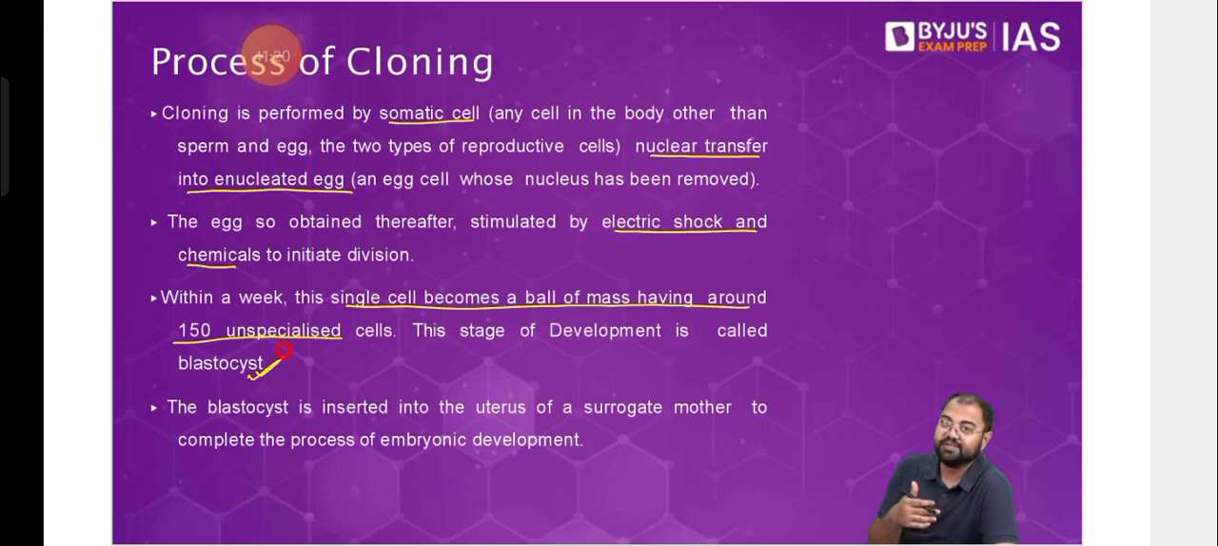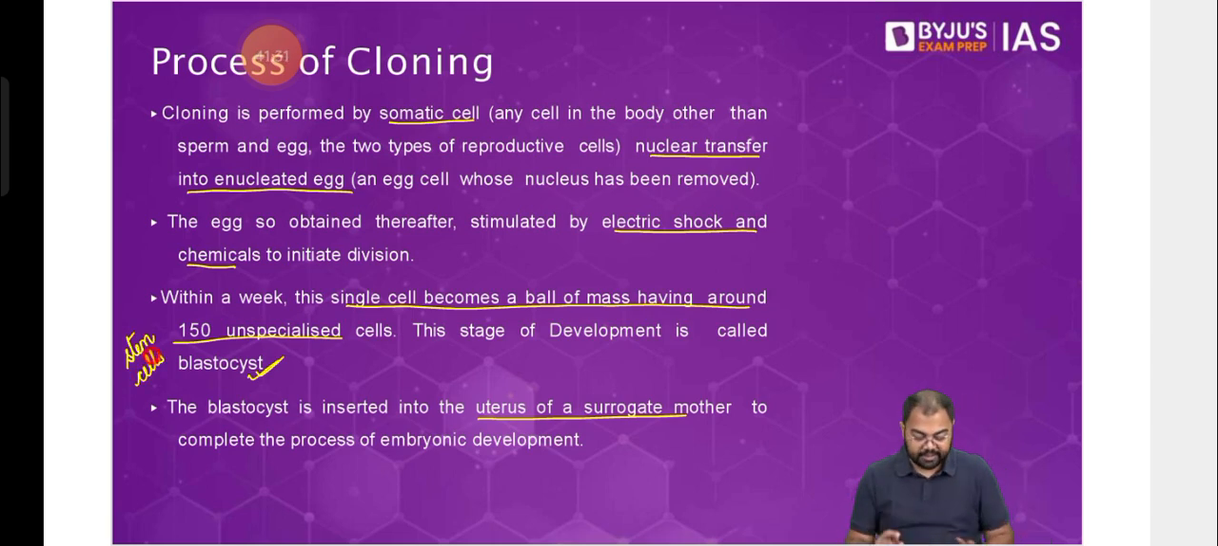And then this blastocyst can be inserted inside the uterus of a surrogate mother so that the process of embryonic development can start. Or alternately, if you don't want that, then it will directly be taken to the lab, from where you can use this. Because this in a manner is where we also can generate stem cells. I will discuss stem cells a little later. So that is basically the entire process of cloning.